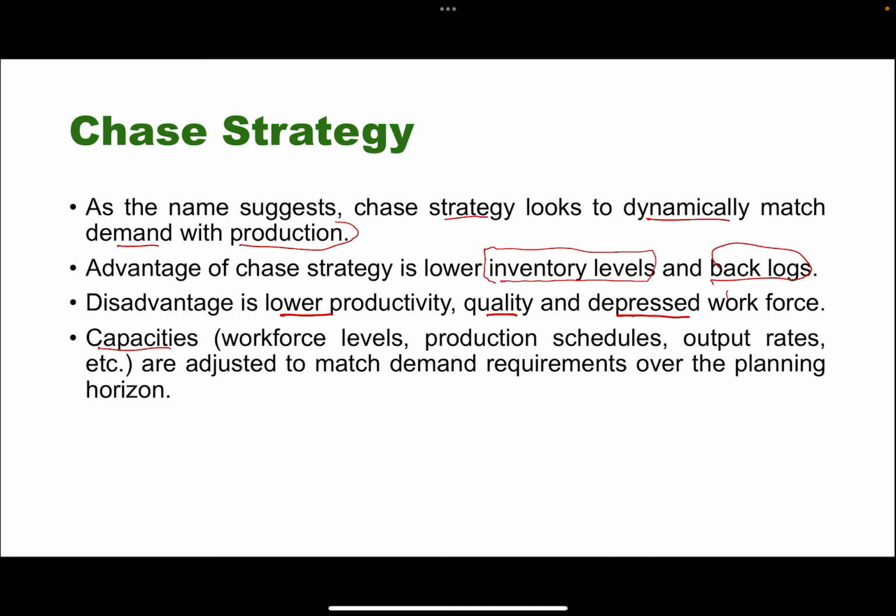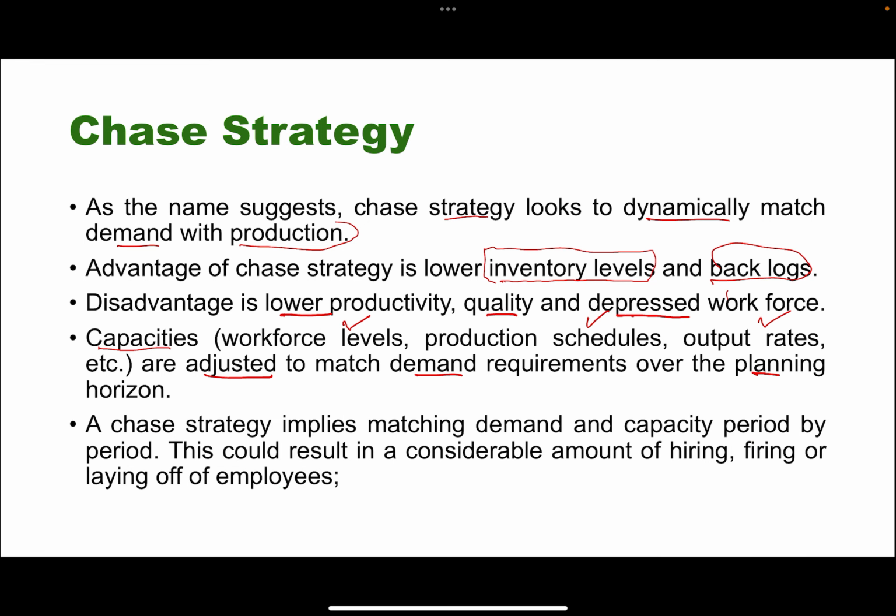The capacities, that is workforce level, production schedules, output rates, etc., are adjusted to meet demand requirements over the planning horizon. It mainly deals with matching demand and capacity period by period. This could result in a considerable amount of hiring, firing, or laying off employees. That means to change the production dynamically, we need to hire and fire employees, and also procure the raw materials at a different level. These are the important things in the chase strategy.